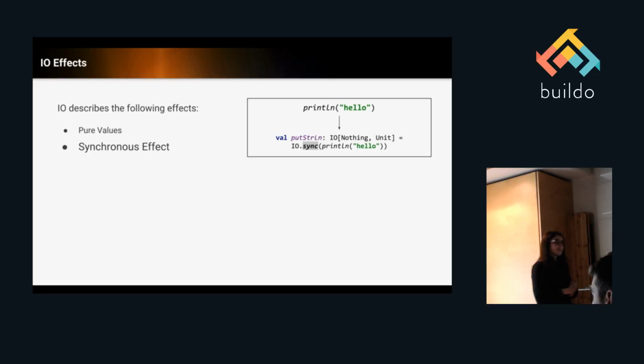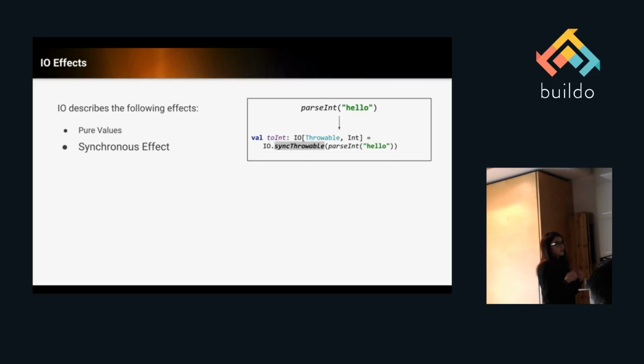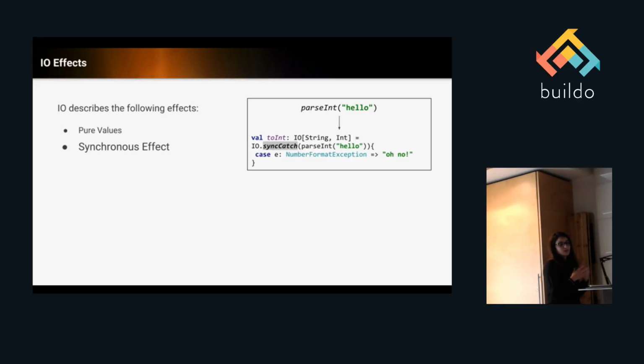And in order to describe a synchronous effect, you can use sync if your effect will never fail, and if your effectful program will fail with Throwable, you can use syncThrowable. If your program will fail with Exception, you can use syncException. And if you want to control the type of error that you want to get, you can use syncCatch. And in this case here, our error type is String.